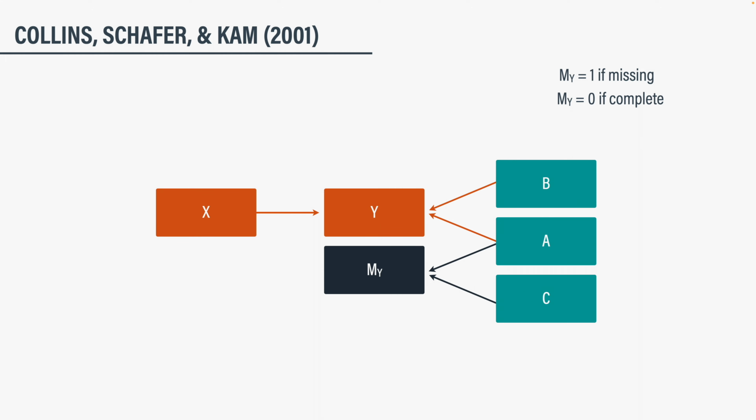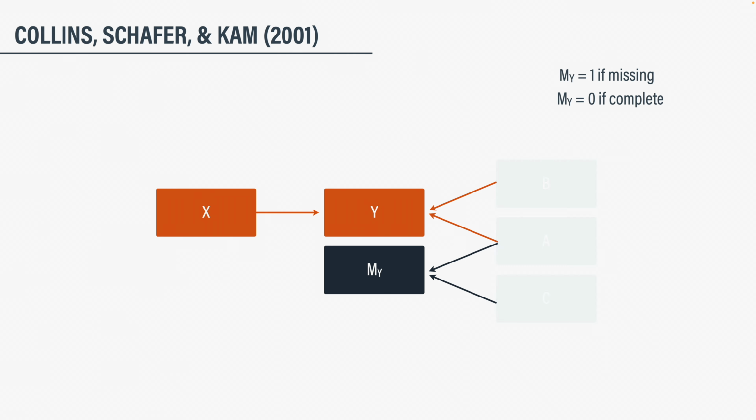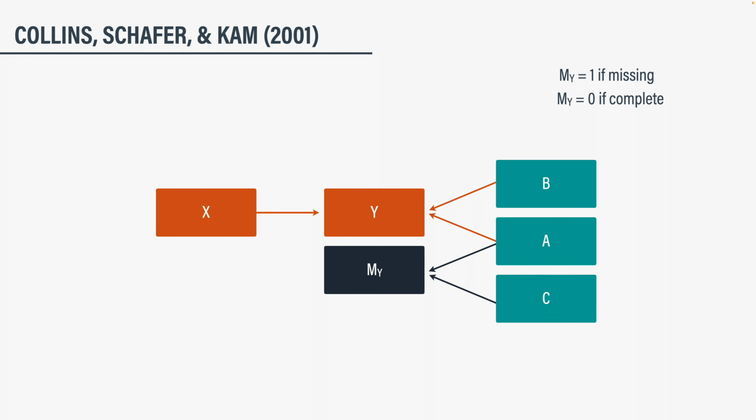Let me start by explaining this path diagram, which demonstrates some of the key ideas from that article. To keep things simple, suppose our analysis involves just two variables, x and y, but y has missing data. The dark blue rectangle labeled m sub y is a binary missing data indicator that codes whether y is observed. This binary variable equals 1 if y is missing and 0 if y is observed. Finally, A, B, and C are potential auxiliary variables.